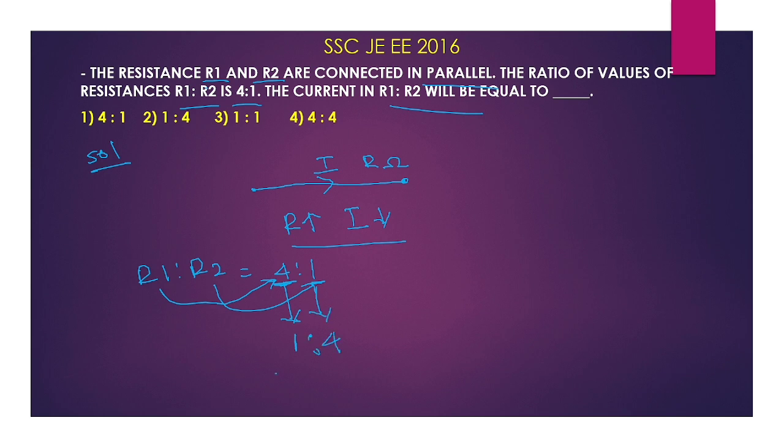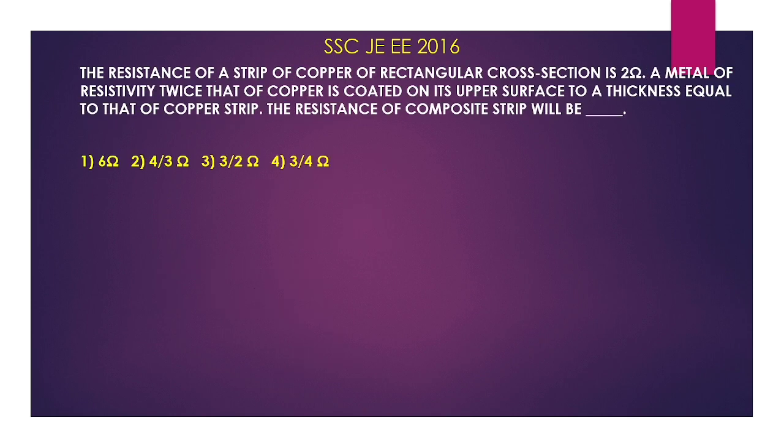So the answer is 1 is to 4. We just need to apply the simple concept: when the resistance is high, the current flow will be low. So finally we got the answer 1 is to 4. So the option is 2, 1 is to 4. Okay, now we will solve the next problem.